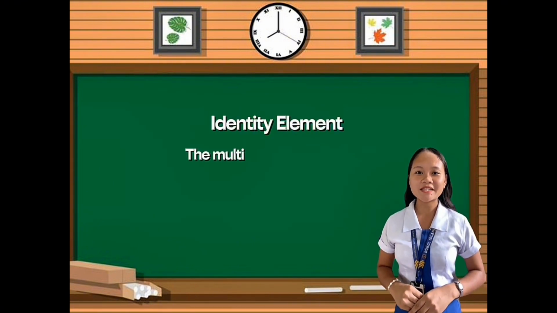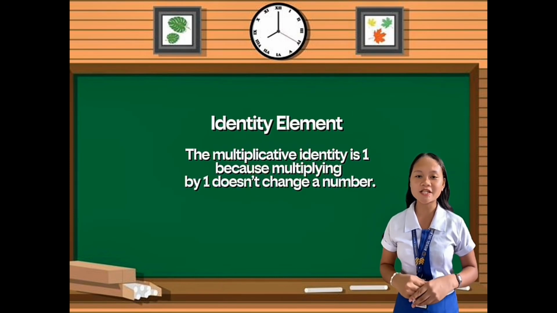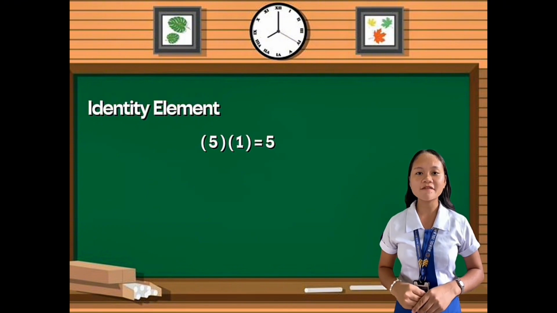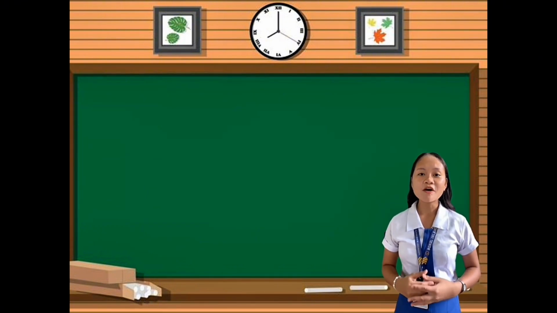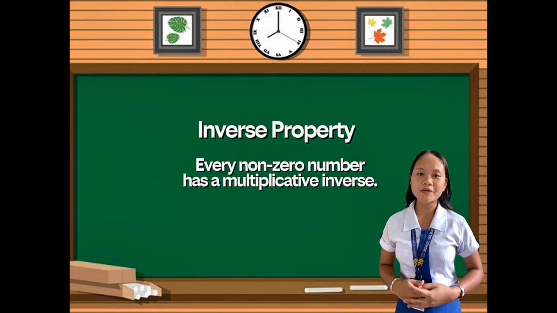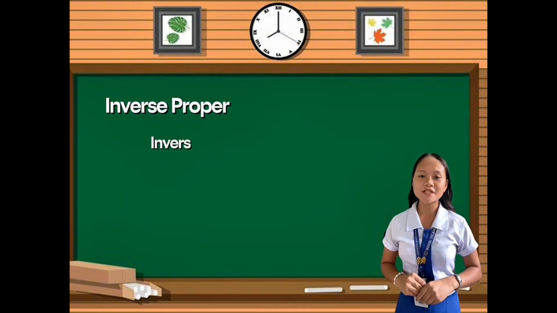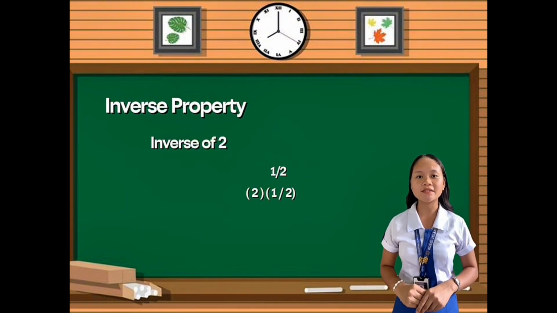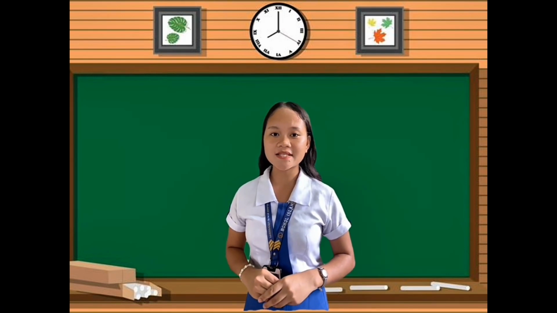The multiplicative identity is 1 because multiplying by 1 doesn't change a number. For example, 5 times 1 is equal to 5 and 1 times 100 is equal to 100. Finally, the inverse property. Every non-zero number has a multiplicative inverse. For example, the inverse of 2 is 1/2 because 2 times 1/2 is equal to 1. All inverses are non-zero, so they stay in the set.